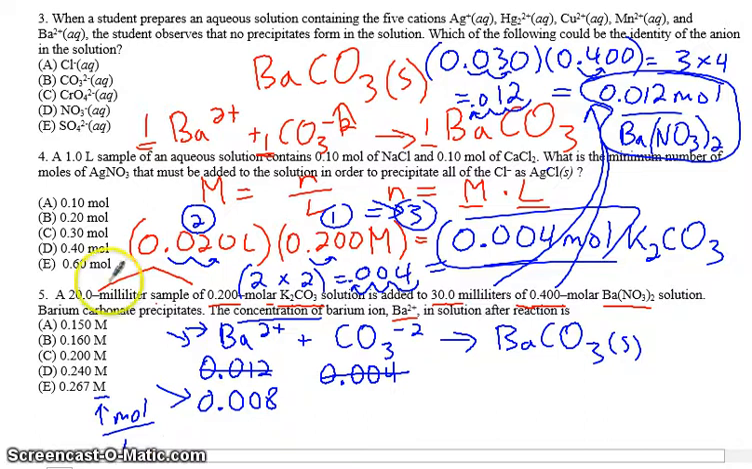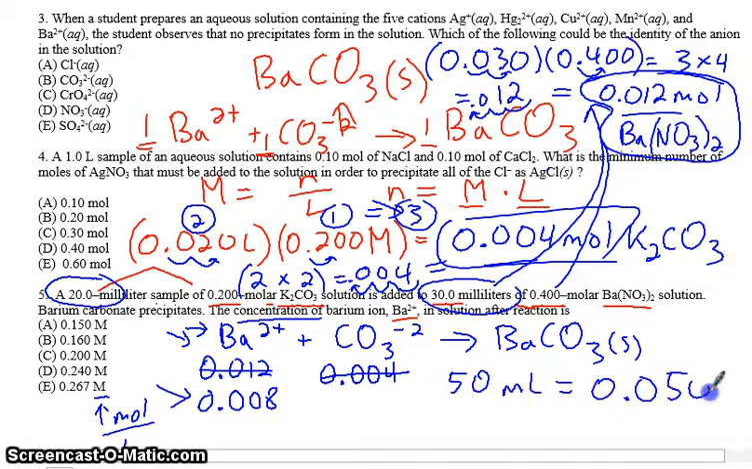So the way to do this is divide by the liters. Well, how many liters do we divide by? Let's see how much we've added. We added 20 milliliters of our original solution with 30 milliliters of the other solution. So we added a total of 50 milliliters. 50 mils is 0.050 liters. So we really end up dividing our moles that are left over by 0.05. Now, to do this without a calculator, if you divide by 0.5, you're effectively multiplying by 2. So if you divide by 0.05, you're effectively multiplying by 20.